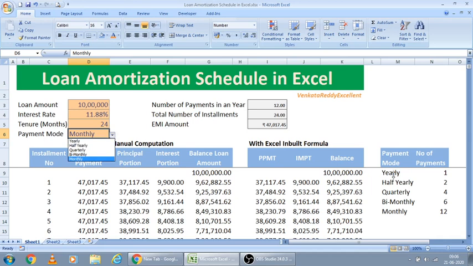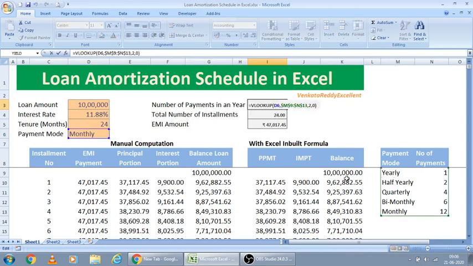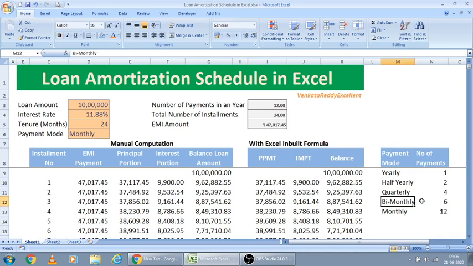Here in the beginning I am selecting monthly. Based on this I am computing some numbers. If it is monthly, per year how many installments should we pay? Monthly means per year we should pay 12 installments. The same way, bi-monthly means 6, quarterly means 4, half yearly means 2, and yearly means one installment per year.